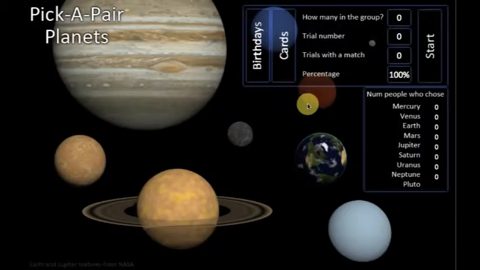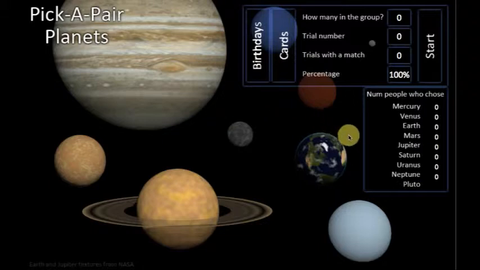To play the Pick a Pair game, click on the Sim tab, and then click on the Pick a Pair button. Pick a Pair has 3 parts to it: Pick a Pair planets, Pick a Pair cards, and Pick a Pair birthdays. You will want to do the simulations in that order. With these 3 simulations, you want to find the smallest group of people needed in order to have a 50-50 chance that 2 people will pick the same thing. Start with the planet sim.